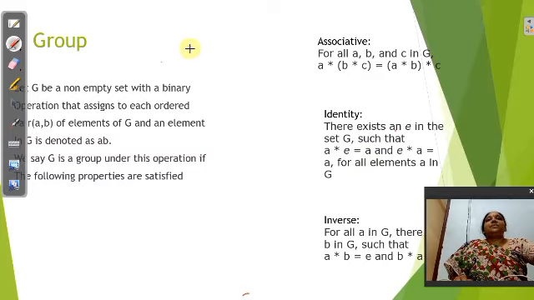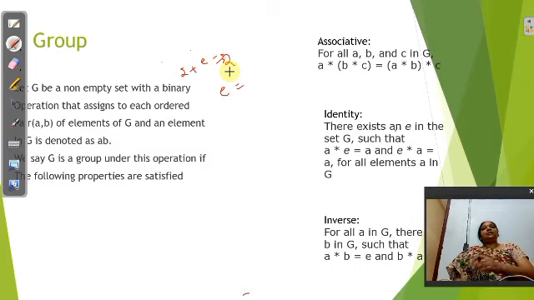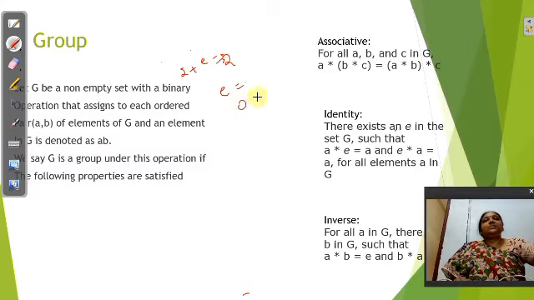So here if we observe, first I am taking the operation plus. If 2 is any element in N, and if I add 2 with e, again what I have to get? 2 only. So what is e here? Taking 2 to the right hand side, 2 minus 2, that is nothing but 0. Here e is equal to 0. e is the identity element. That's what they are saying.